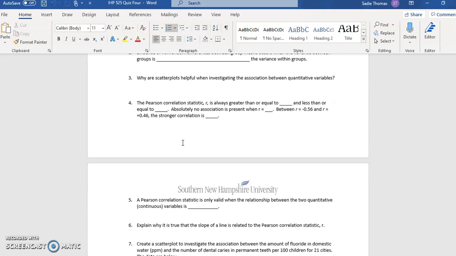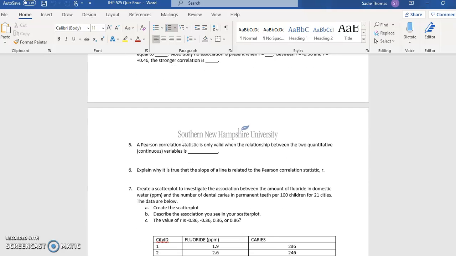For 5, a Pearson correlation statistic is only valid when the relationship between two quantitative continuous variables is. Think about that relationship and what it would look like if it were on a graph, and in what types of situations we are going to use the Pearson correlation statistic.